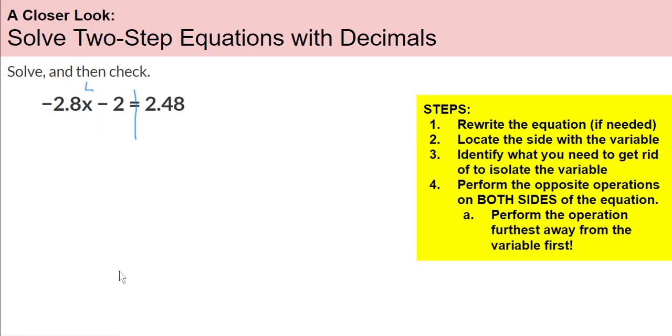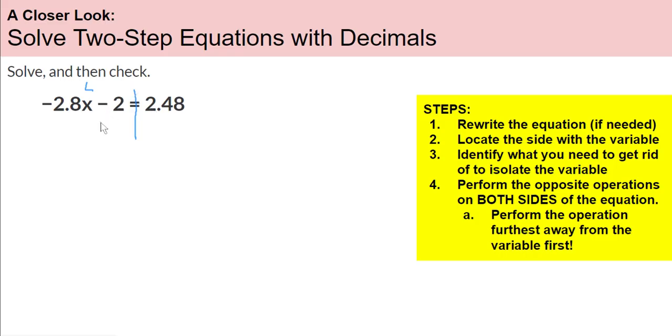All right, so I need to get rid of a couple of things. Which of these numbers are we not going to get rid of? We're not going to get rid of 2.48 because we're focusing on the left side. We need to get rid of this -2.8 in front of the x and then the -2. Which one are you going to do first? We need to get rid of the -2. Remember, the furthest away.